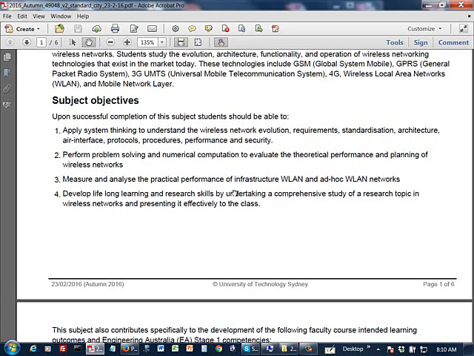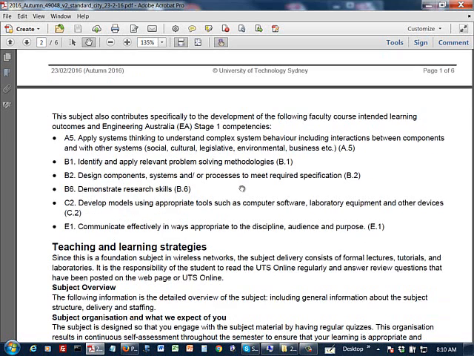As I said earlier, we are going to focus on wireless LANs for the lab part of this subject. So you're going to find out how to measure and analyze the practical performance of wireless LAN, both infrastructure based wireless LAN as well as ad hoc based wireless LANs. Okay, on the second page of the subject outline, intended learning outcomes, as well as some Engineers Australia Stage 1 competencies relevant to this subject.